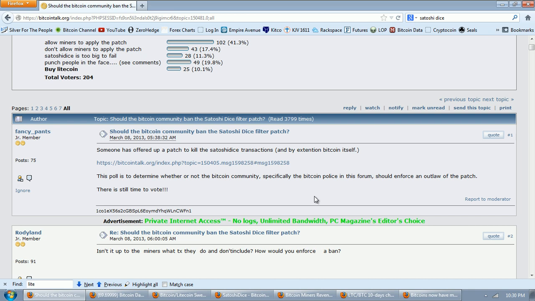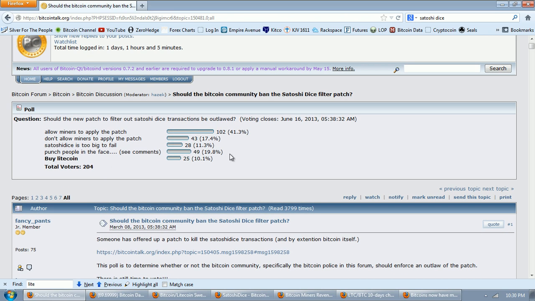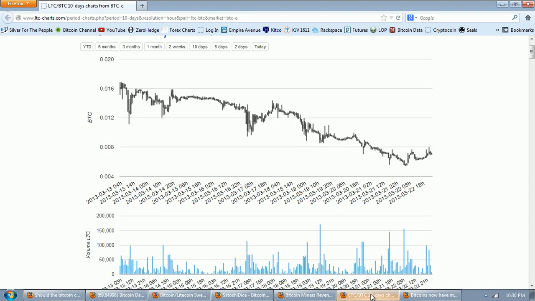This poll is to determine whether or not the Bitcoin community should outlaw this patch. Anyway, so you can see the votes here. Allow miners to apply the patch is at the top at 41%. Don't allow is 17%. Satoshi Dice is too big to fail at 11%. Punch people in the face is 20%. And buy Litecoin is 10%. Now, that's actually the one I like. Now, if you remember, I had bought into the Litecoin rally. It actually started around 4.